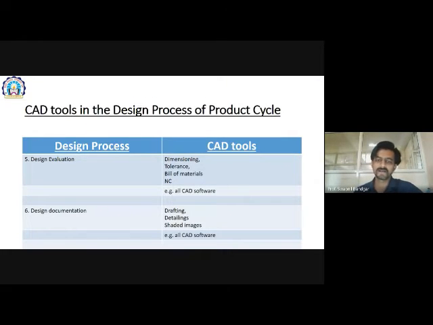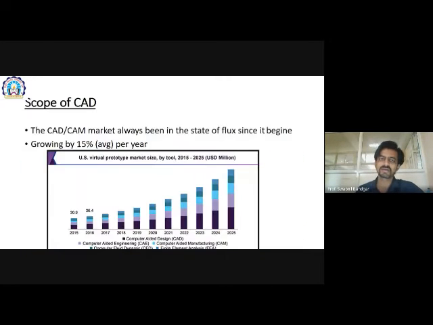Okay. Then we go for the design documentation. Again, all CAD software is made for documentation also. What we do in documentation is very easy: the drafting, detailing, shaded image, and its printouts, meaning in short form. Right? So now we will talk about the scope of the subject.